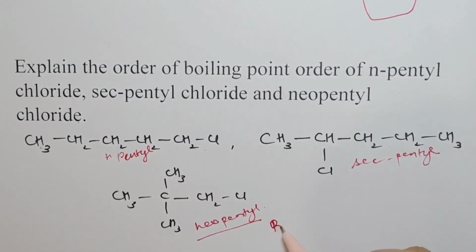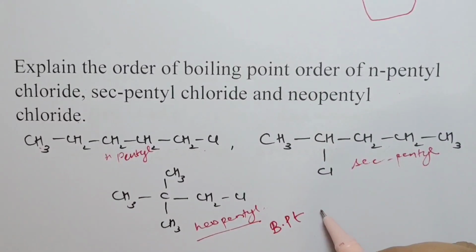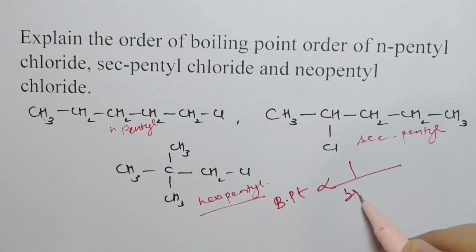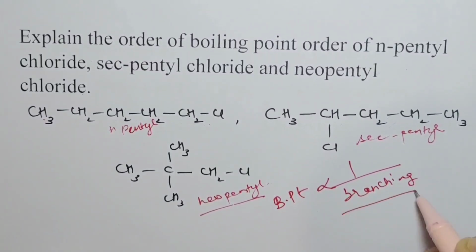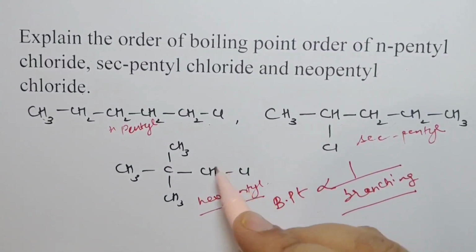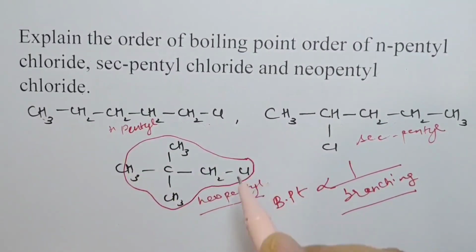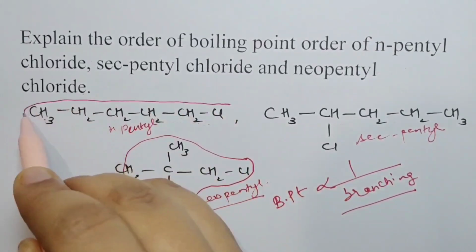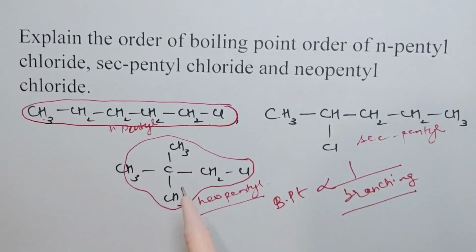So how does boiling point depend on branching? Boiling point is inversely proportional to branching. The higher the amount of branching, the lower the surface area. See, this has a larger surface area. This is more or less a circular, globular shape, so its surface area is much less.